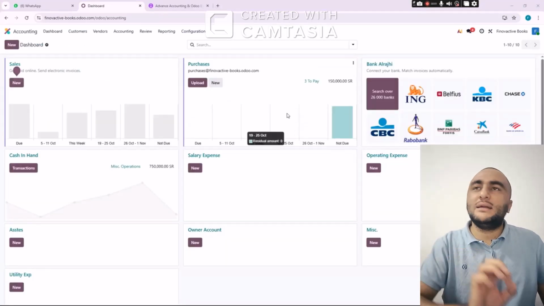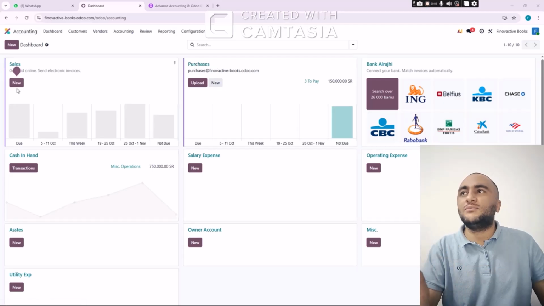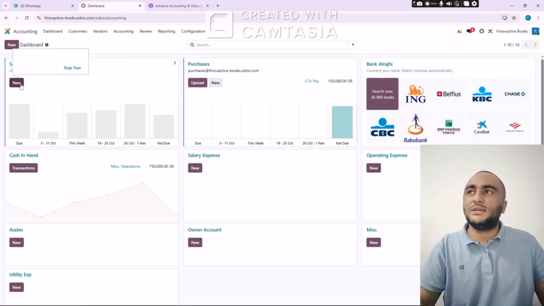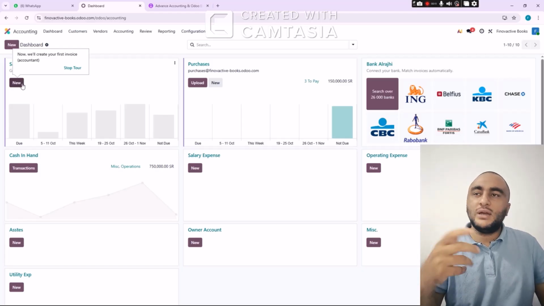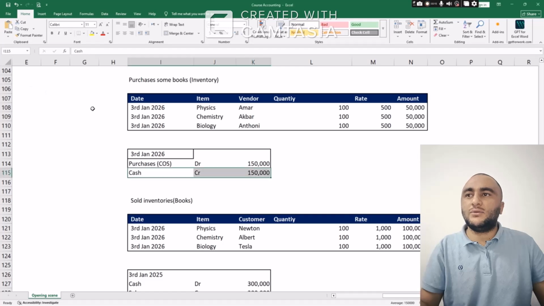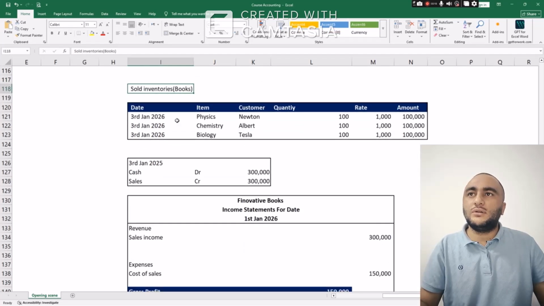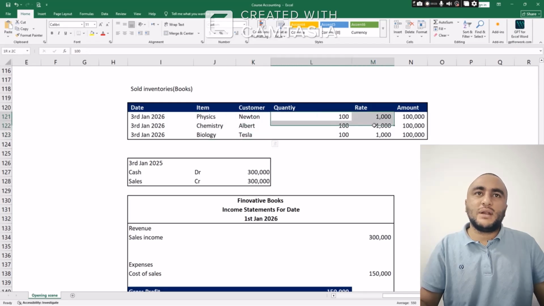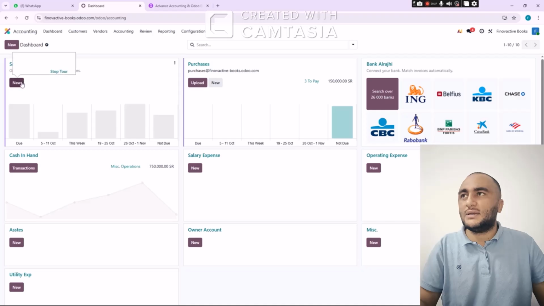Hello guys, similarly as we have purchase bills, we can input sales bills, sales invoices. We can create sales invoices. If we sell something, we have to invoice them. So how to invoice a customer in Odoo. Here, as an example, we have sold these books to these customers. Rates and prices are here. Now we will create sales invoices.